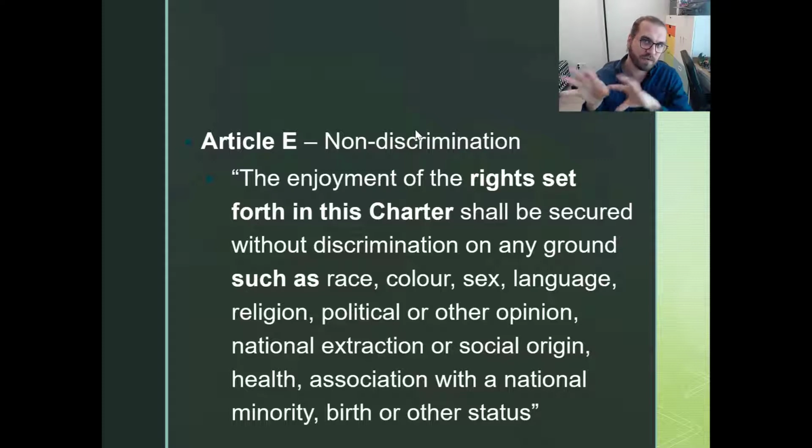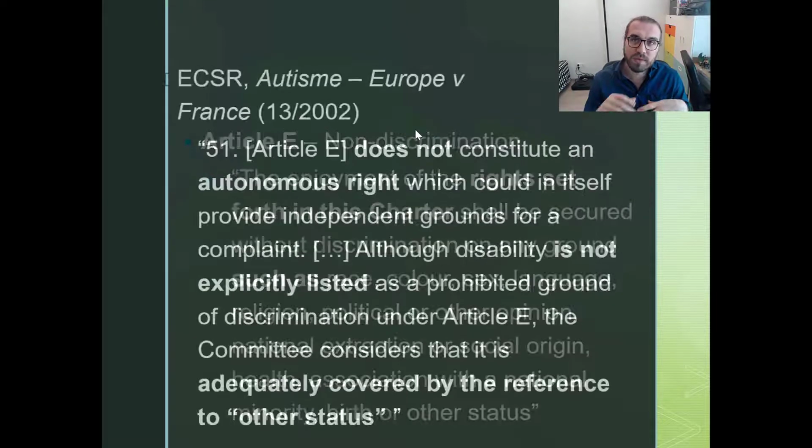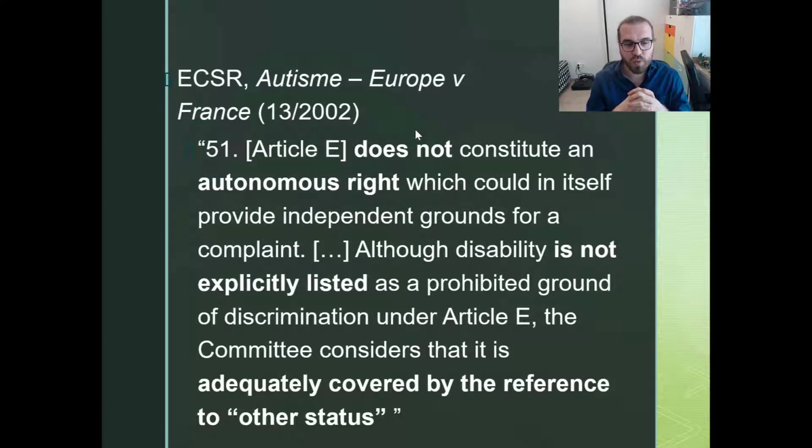And you also have a horizontal provision, Article E, which provides that all the rights protected by the Charter must be applied in a non-discriminatory way. So as long as something falls in the scope of the Charter, non-discrimination applies. We will see a very similar situation with the European Convention of Human Rights, and we will spend a few words more about that.